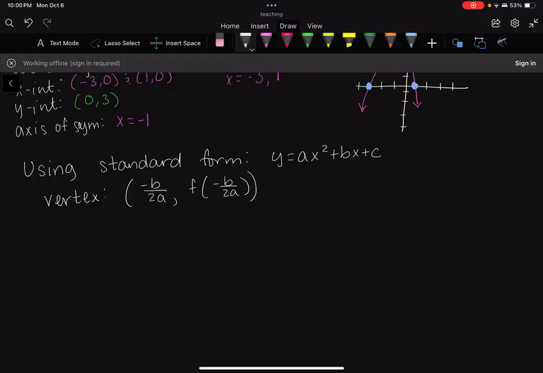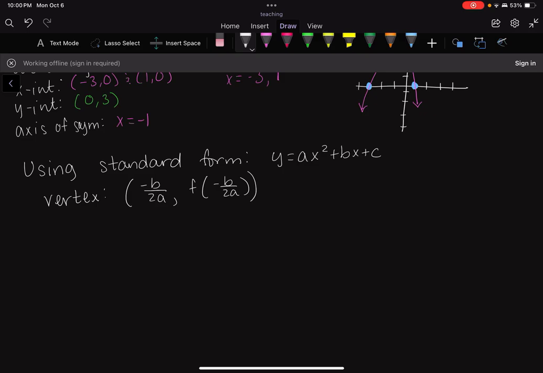The negative b over 2a comes from the quadratic formula. But what this is saying is that the x value of your vertex is your negative b over 2a. And then to find the y value of your vertex, you would just plug in that x value into the parabola to solve for the y.